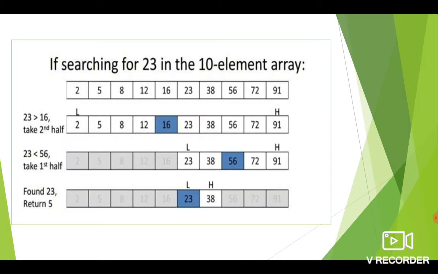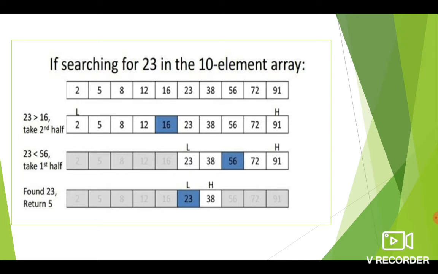So here the important condition is that the elements in the array must be sorted. It should be a sorted array. See the example. In our example, we have an array consisting of the elements 2, 5, 8, 12, 16, 23, 38, 56, 72, 91. See, all the elements are in ascending order. They are sorted. If the elements are sorted, then only you can apply the binary search algorithm.